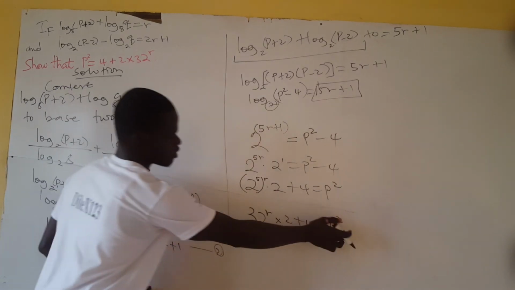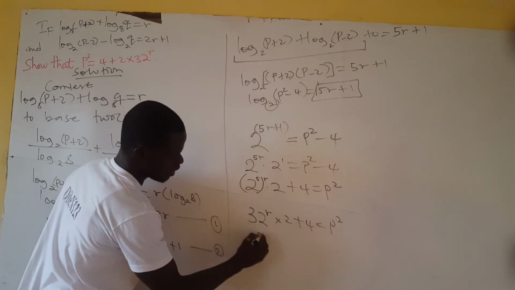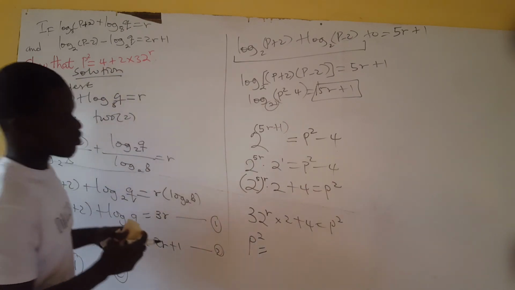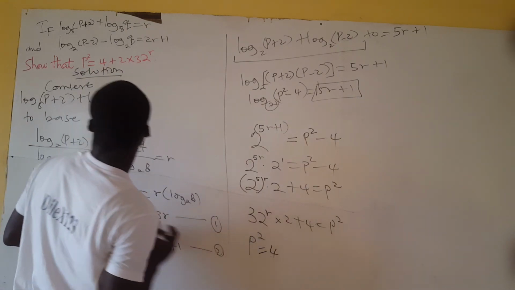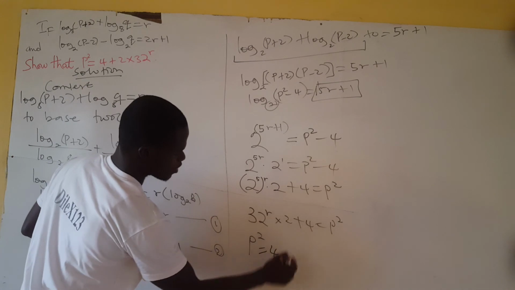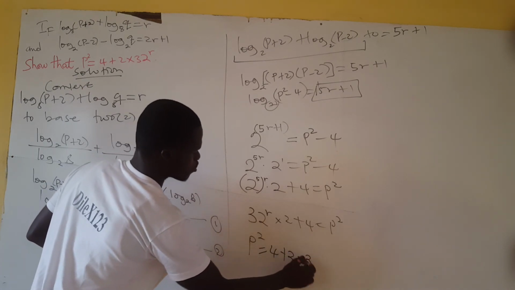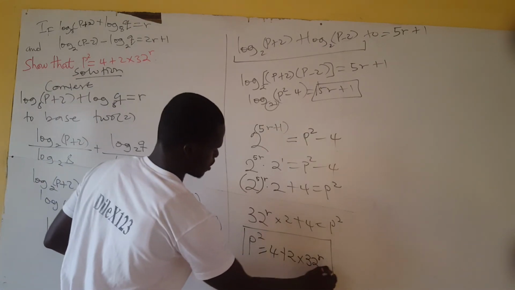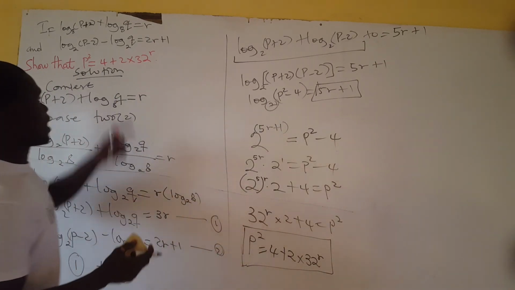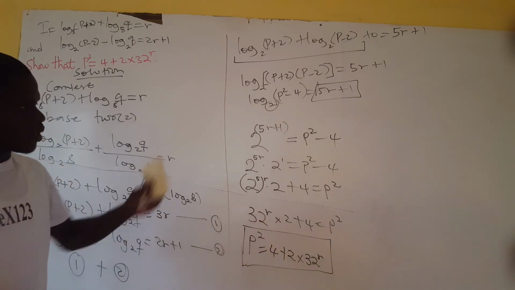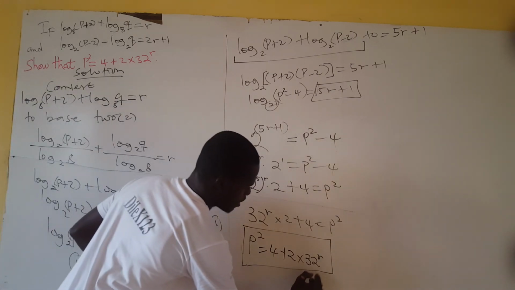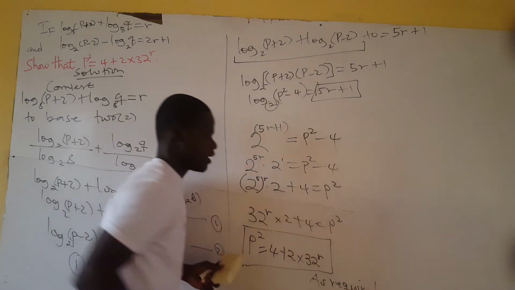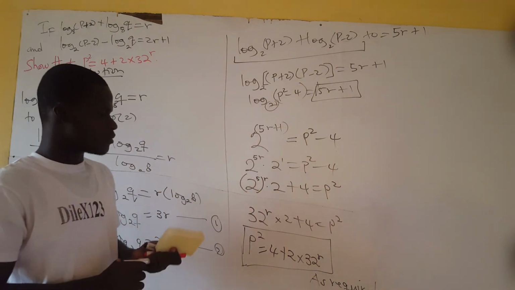So let's start writing this with p squared at the left. P squared equals. Now they started with 4, so we also begin with 4, plus 2 times 32 exponent r. This is the final expression we have, and this is what they asked us to do, and we've been able to prove that. When you finish proving this, you can write: as required, as proven.